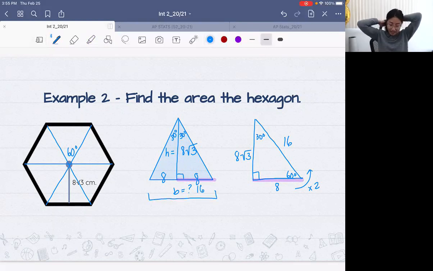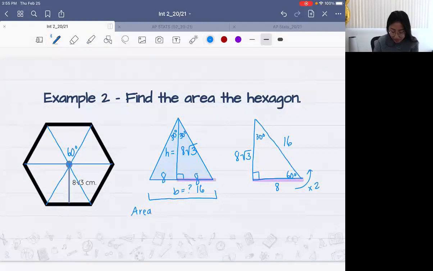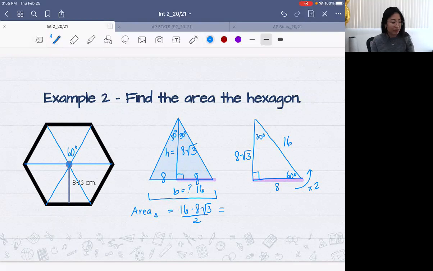When I find the area of a hexagon, I know I have to find the area of a triangle first. So I'm going to put area of the triangle equals, and then base is 16, height is 8 square root of 3. Once I multiply, I know I have to divide this by 2. So let me just do this on the calculator. And if you guys need to do it step by step, you may do so.